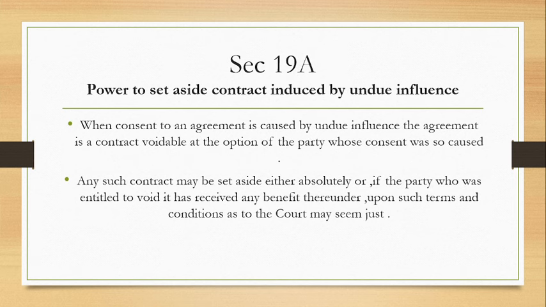Section 19A, power to set aside contract induced by undue influence. Here also, the aggrieved party can set aside a contract induced by undue influence. When consent to an agreement is caused by undue influence, the agreement is a contract voidable at the option of the party whose consent was so caused. Any such contract may be set aside either absolutely or, if the party who was entitled to avoid it has received any benefit thereunder, upon such terms and conditions as to the court may seem just.